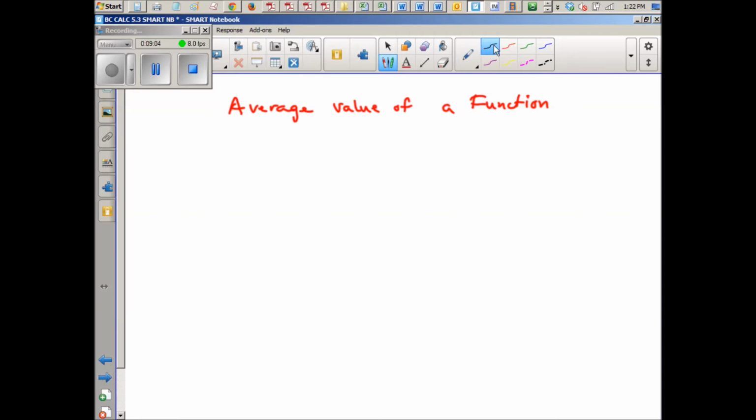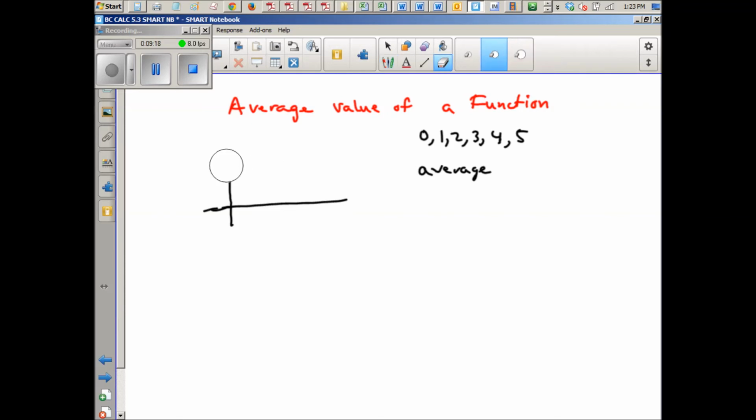Okay, let's say I gave you the task of averaging the numbers 0, 1, 2, 3, 4, and 5. What is the average? How would you find the average? I'll do this graph in a minute.